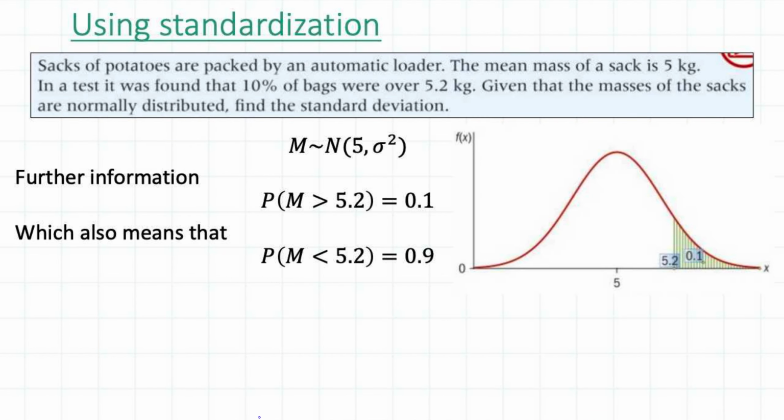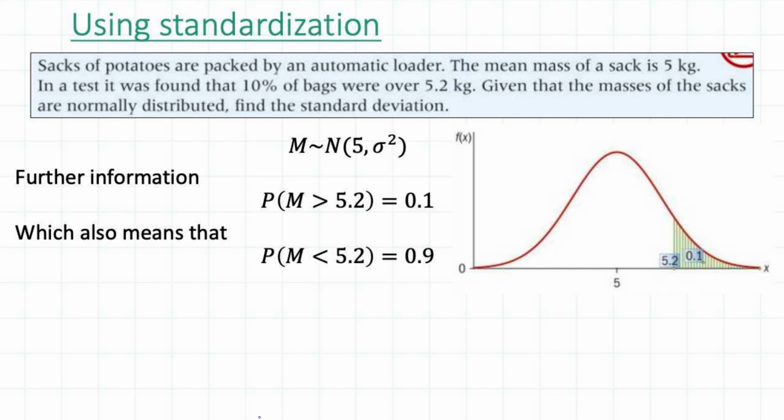So let's see how standardization is useful here. Pause and read the question. Try to see how the information is organized here. So in here we know that the mean is 5, but we don't know the standard deviation. I just have information that if the mass is bigger than 5.2, then it's 10% of the bags that weigh more than 5.2, which means that less than 5.2 would be 0.9.